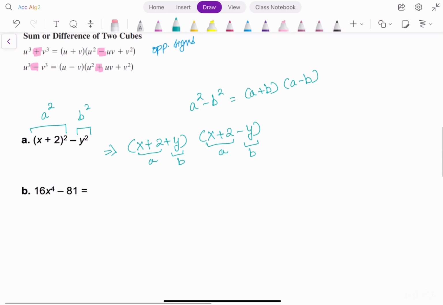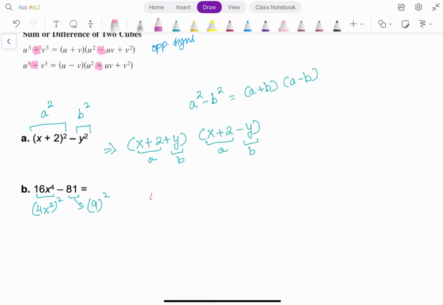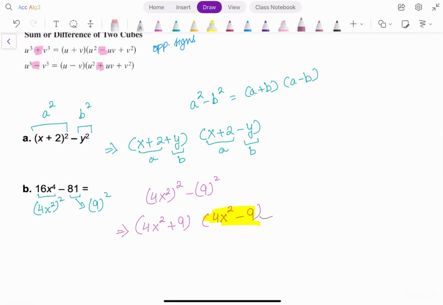Along the same line, let's talk about question number B. Now, can I rewrite 16x to the 4 as 4x squared, and everything squared? And then 81 can be written as 9 squared. Now, this is again in the format of a squared minus b squared. So I can simplify it as a plus b, a minus b. So 4x squared plus 9, and then 4x squared minus 9. But here is the thing, there is another pattern here. 4x squared minus 9 can be rewritten in the form of 2x squared minus 3 squared.